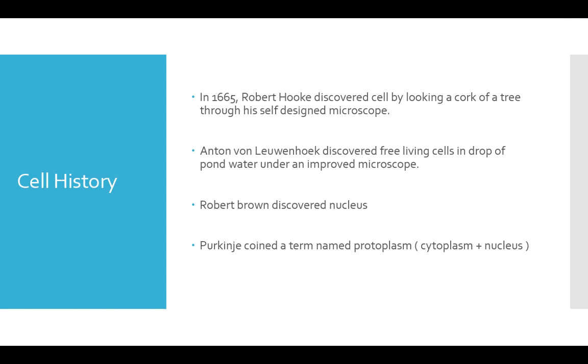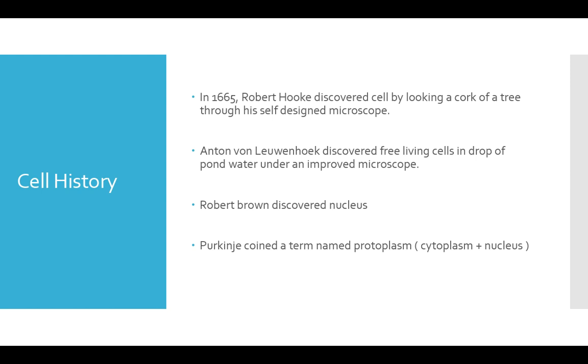In 1665, he took his self-designed microscope. He designed it by himself, and then he kept the cork of the tree under it. What is cork of the tree? It is obtained from the bark of the tree. So the cork is the bark of the tree, and he kept it under his microscope, and he saw some rectangular, polygonal compartments, which he named as cells.